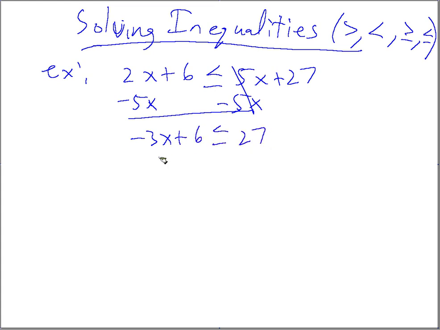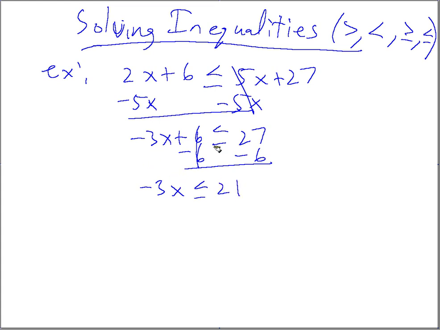Alright, so pretty straightforward so far. Then obviously get numbers on the right by subtracting 6 on both sides. So we've seen that in the past. So again, just like an equation. So negative 3x is less than or equal to what? 21. All right? Not too bad.